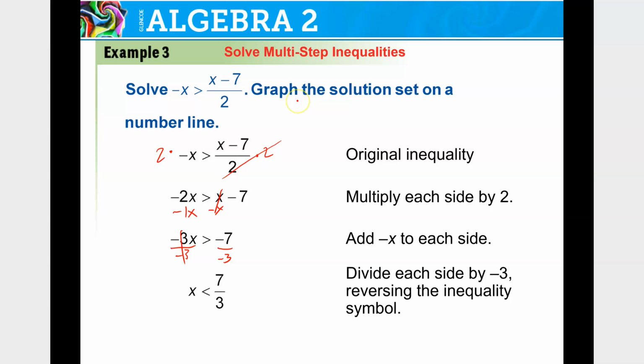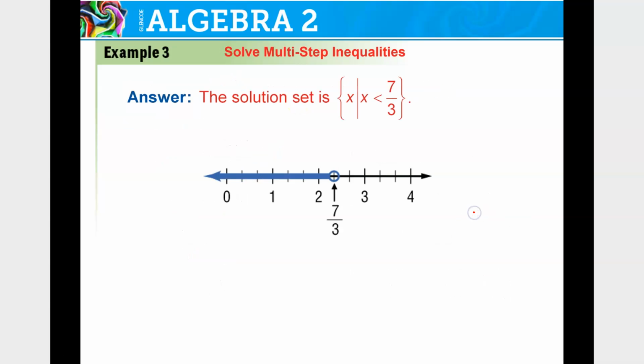Now we still want to graph the solution. To graph the solution, since this is a less than sign, we want an open circle. Notice that whenever we have a less than or a greater than sign, it's an open circle. If it's a less than or equal to, it's a shaded circle. Now also, we want all numbers that are less than 7/3, so that's everything to the left of 7 over 3. The less than sign also points this way anyway, so that is a hint that you could use moving forward.